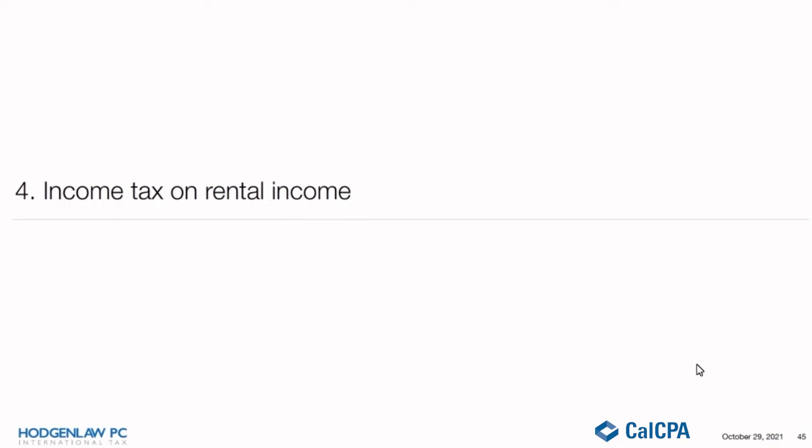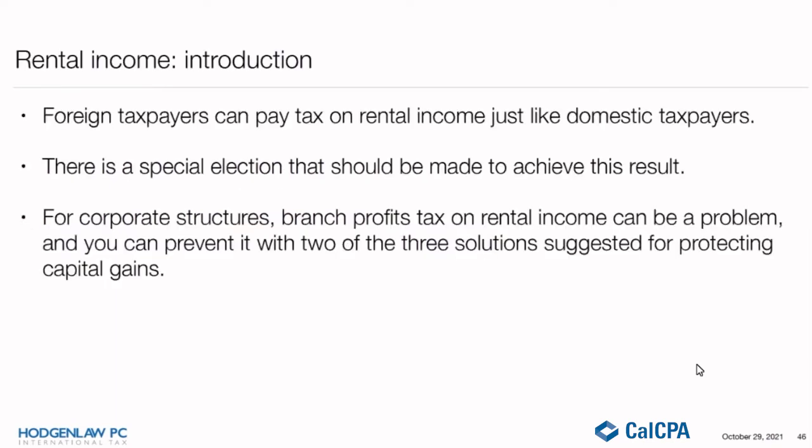Unless you do something affirmative, or you can make the Internal Revenue Service believe you later on an audit, the default tax rate on rental income from U.S. real property is going to be 30% of gross rent received. No deduction for interest, no deduction for property tax, no deduction for depreciation, no nothing.